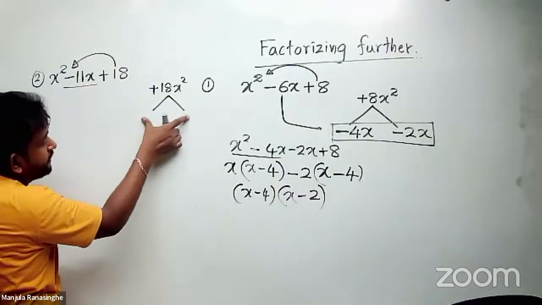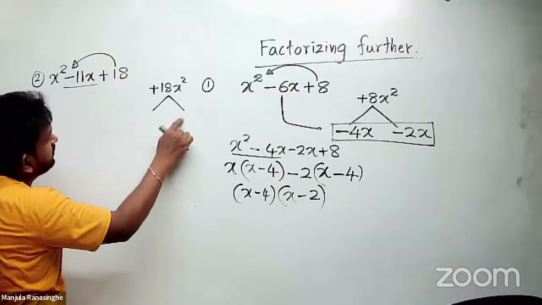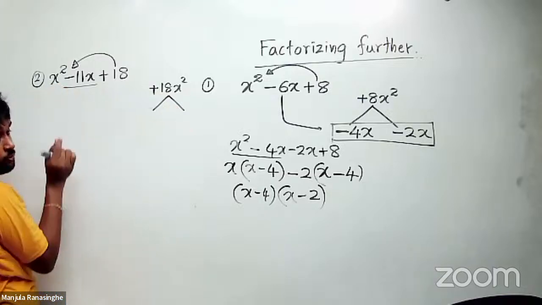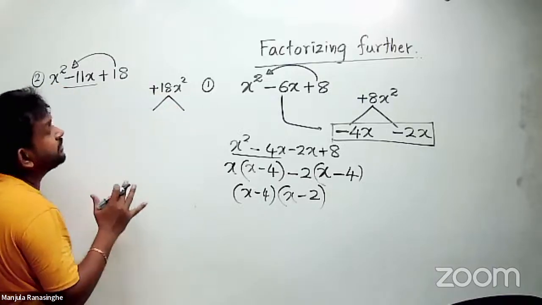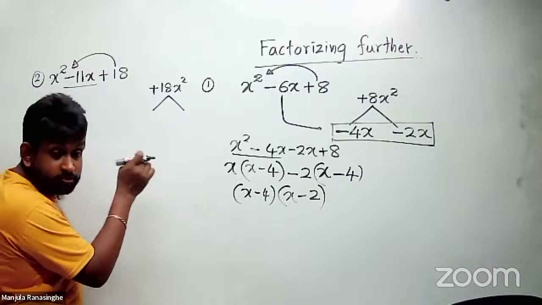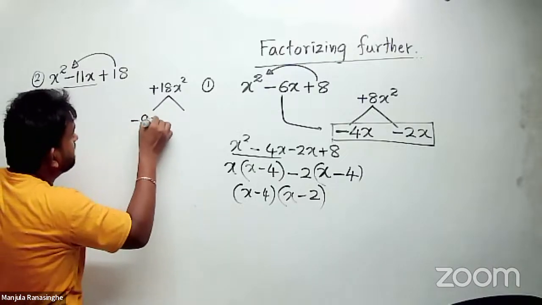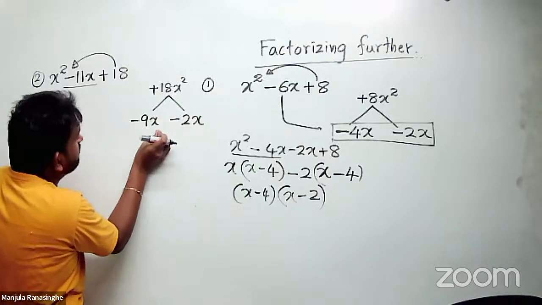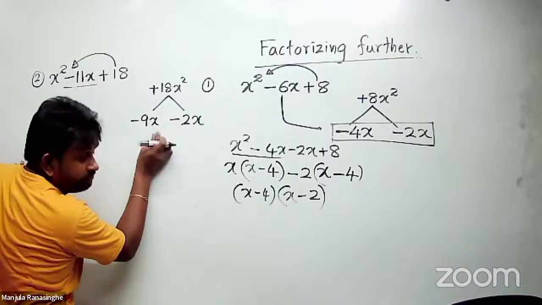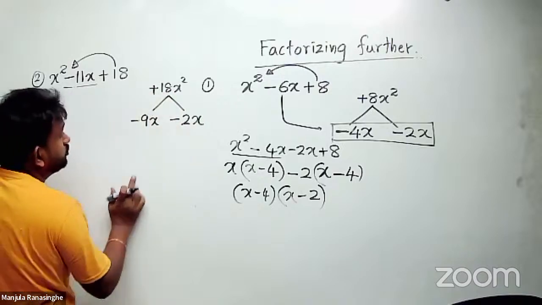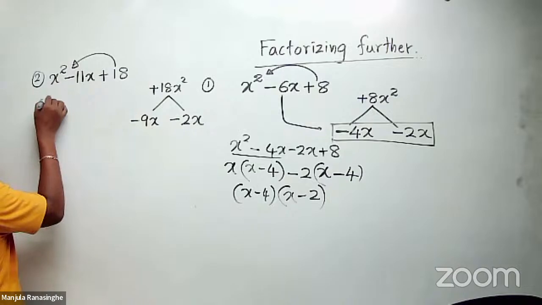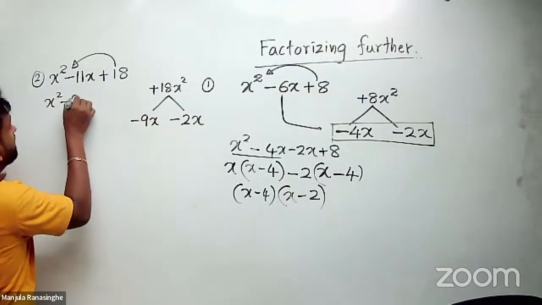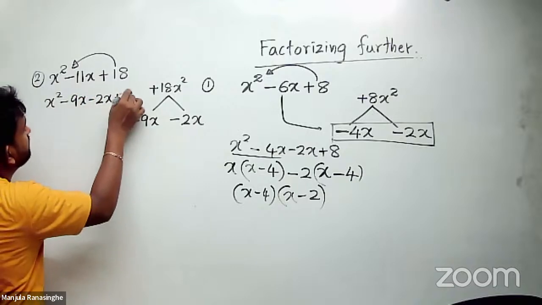So the sum is to be negative, which means both shall be negative because the product is positive and the sum is negative. So you know 11 is given by 9 into 2, 9 plus 2, 11. But here both shall be negative. Check the sum, negative 11x, and check the product, positive 18x squared. So now you replace negative 11x by these two: negative 9x, negative 2x plus 18.